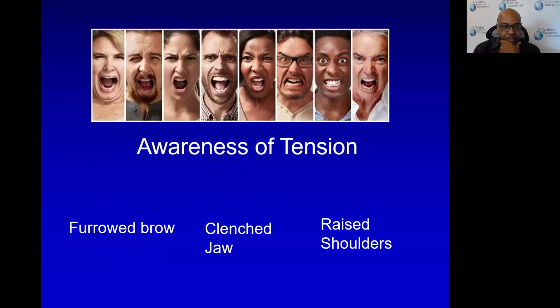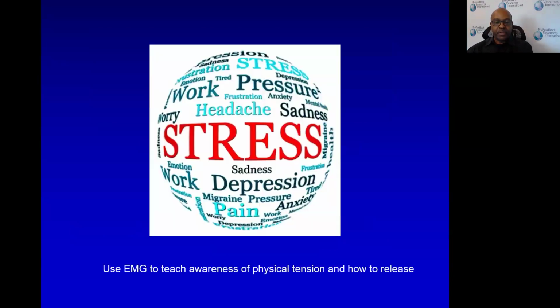So awareness of tension. So you think of what are things that people are doing when they are stressed. So if someone gets upset, they're angry, they're worried, often people are tensing muscles in their face. They might be also tensing muscles in their neck, their upper back, sometimes their lower back, their hands, their arms, their feet. People tense all types of muscles, and usually they're not aware that they're doing it. So if we use the EMG, we can show them that they're doing that.